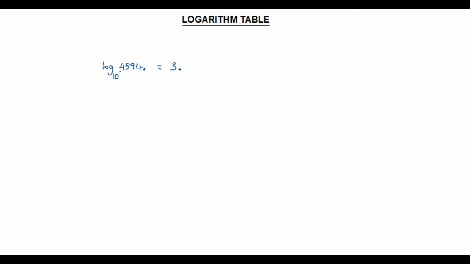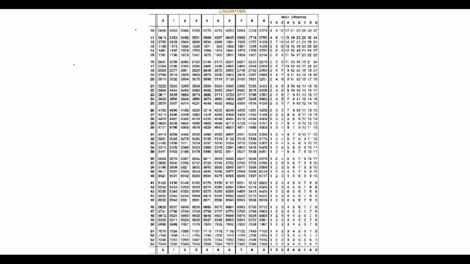In case there are 3 digits before the decimal point, the same thing: we subtract 1 from 3 and take 2 point. If there are 2 digits, we take 1 point. So this is the work we have to complete before we go to the logarithm table. Okay, now we can move to the logarithm table. Let us see how to find the value of log 4594.